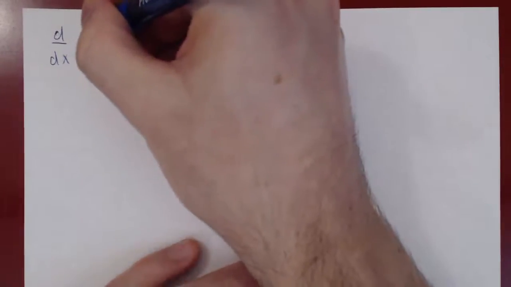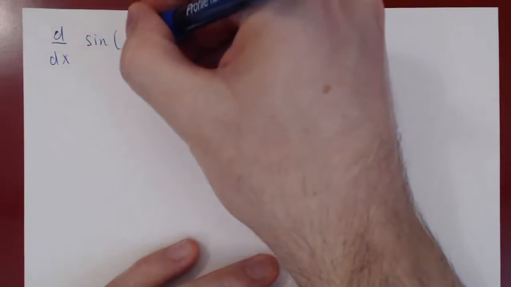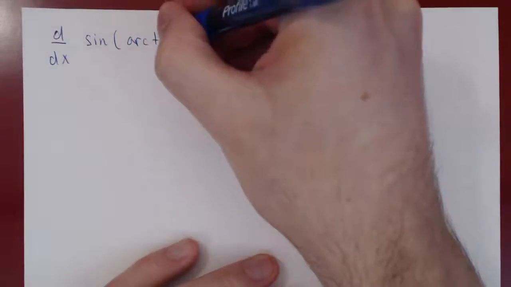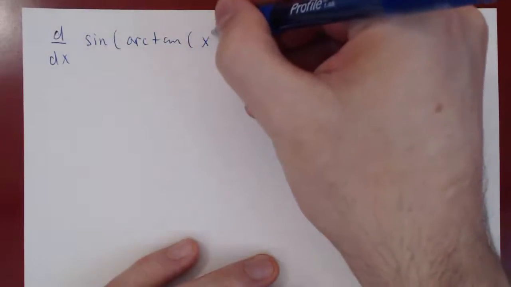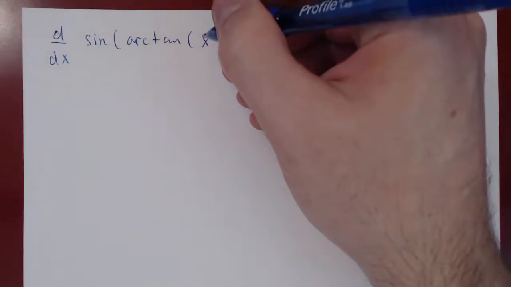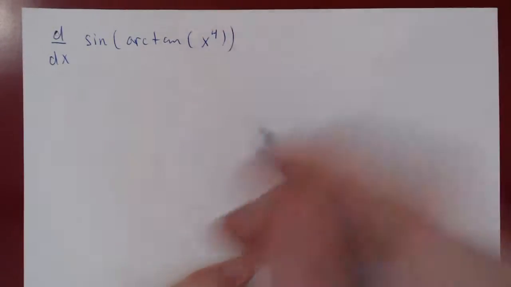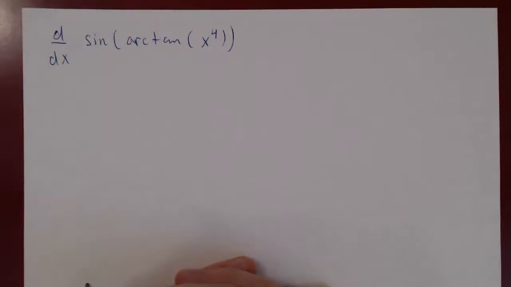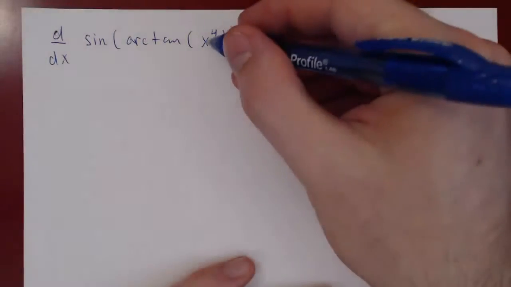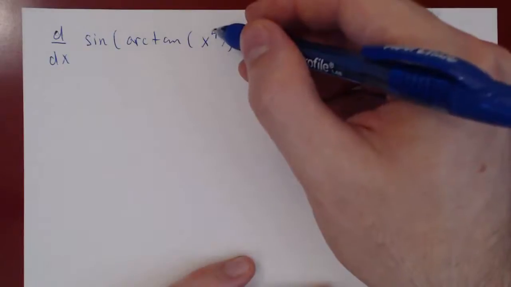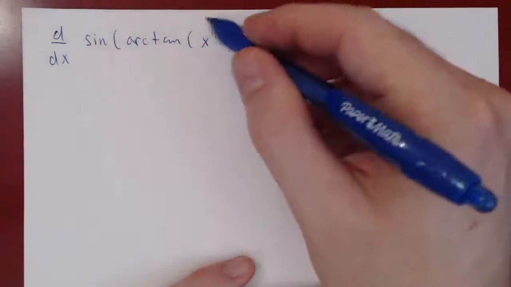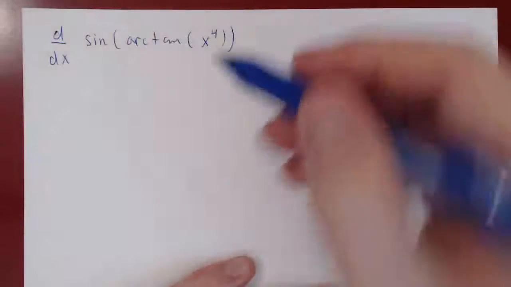Suppose we ask for the derivative of sine, say, of arctangent, say, of x, some power of x. Let's go with x to the 4. Once again, we have here two compositions. If I give you an x value, first take its fourth power, then take the arctangent of this value, then take the sine of this value.